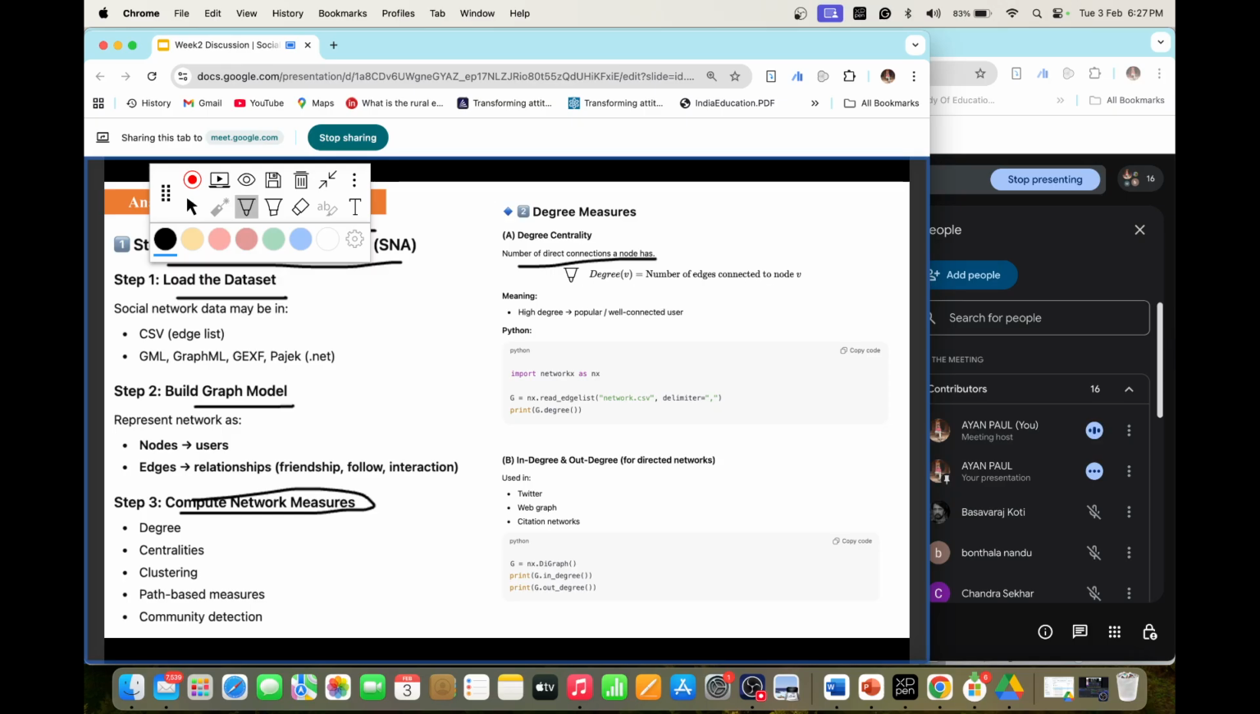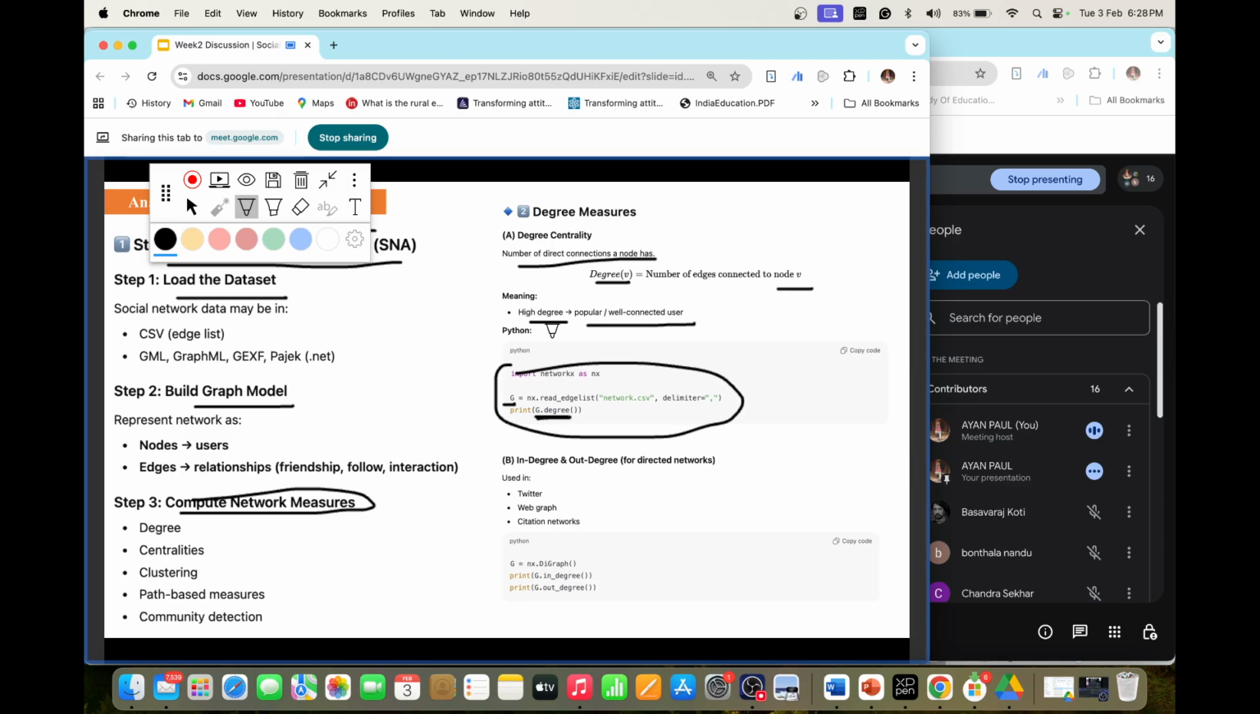So again I am repeating, degree centrality is the most common. It is the number of direct connections a node has. If I consider a node V, the number of edges connected to this node V is known as the degree of V. That is the first measure, degree centrality. High degree means a popular or well-connected user. This is the Python code by which you can get the degree. G is your graph, and by printing G.degree, you can get the degree of the network.